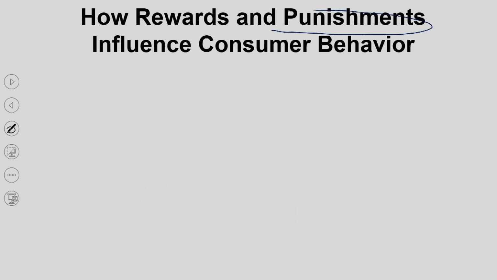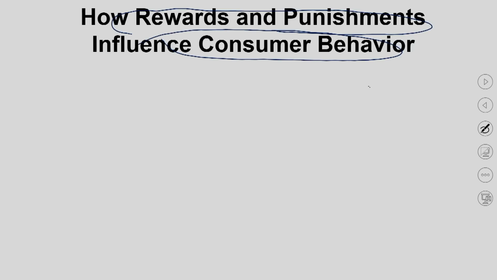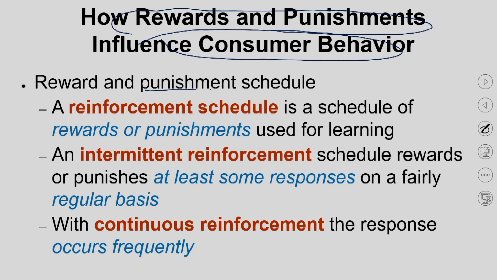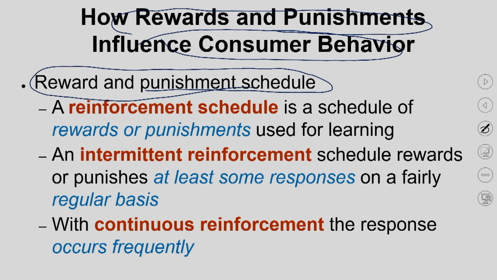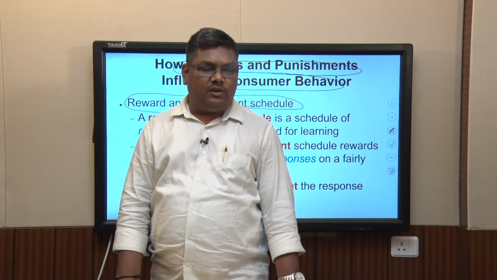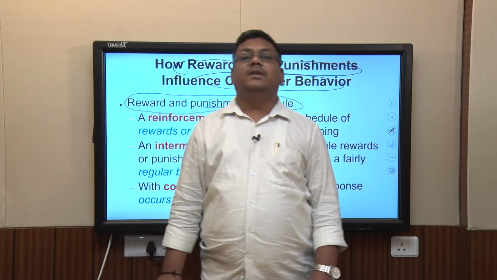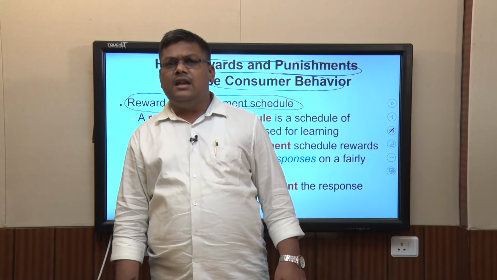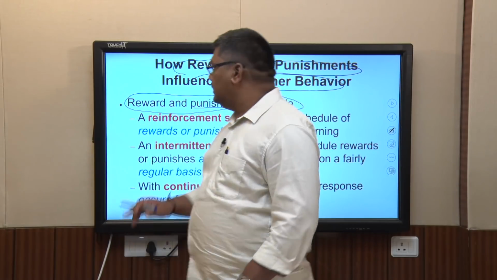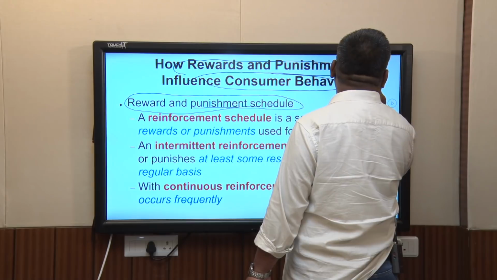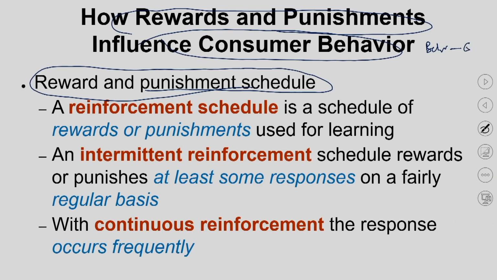And so these are the 4 different kinds of consequences that can happen in the marketplace. So how do rewards and punishments influence consumer behavior? What is the way in which rewards and punishments actually influence consumer behavior? Rewards and punishments influence consumer behavior through something called a reward and punishment schedule. Now what is a reward and punishment schedule? How often a reward or punishment is given to people determines what kind of behavior you tend to do, right. Since this is operant conditioning, a behavior leads to a consequence.